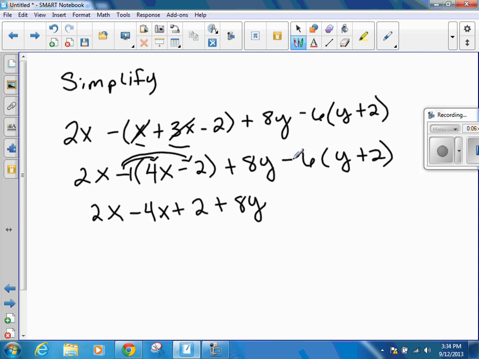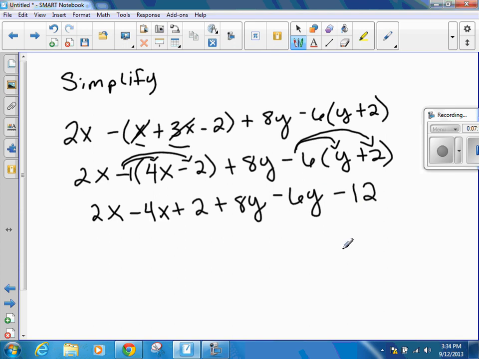The next thing I need to do is I'm looking at this. This is being multiplied. This negative sign is attached to the 6. It's also subtracting. So remember, our subtraction is the same as a negative. So we have to make sure that when we're distributing this 6 into our parentheses that it's a negative 6. So this negative 6 times y gives me a negative 6y. This negative 6 times a positive 2 gives me a negative 12. Okay? I don't have any more parentheses.